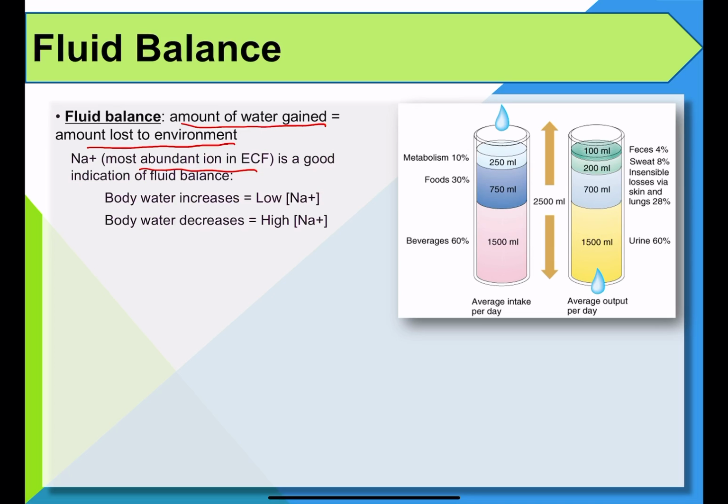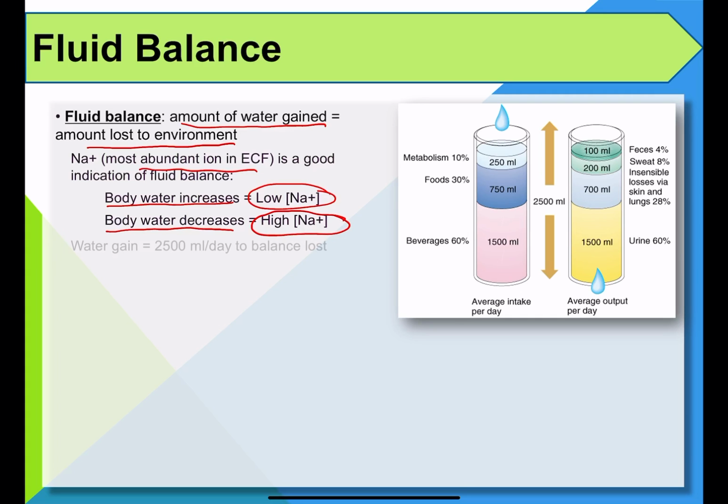So if that person has a lot of body water in them, they will have a low sodium concentration because all that water content will dilute out the concentration of salts. Whereas if the person's body has a low amount of water, then you will detect a high salt concentration in the body because that person doesn't have enough water, and all that salt is just concentrated inside the body. Okay.